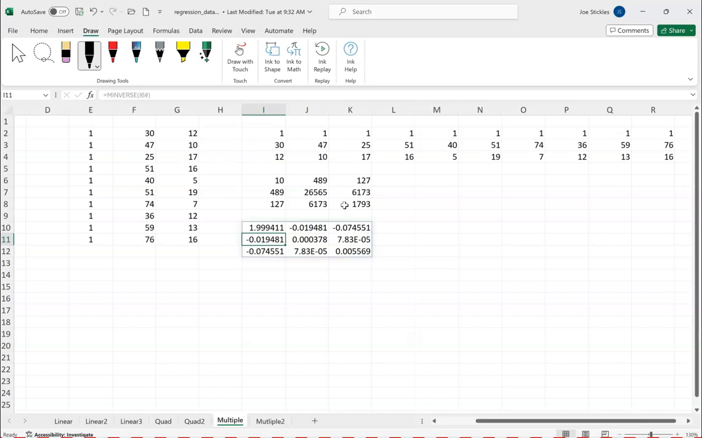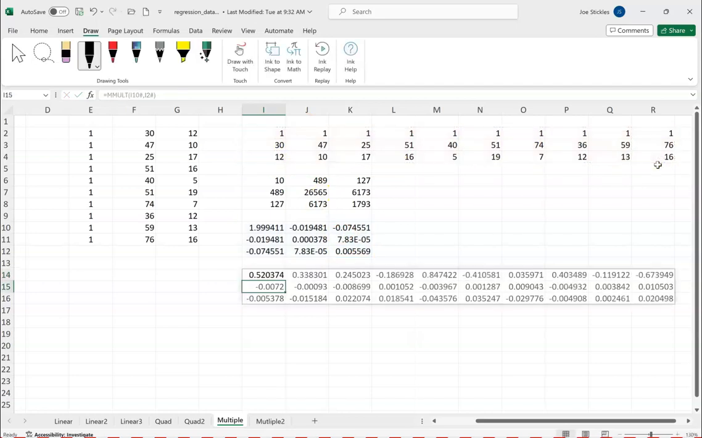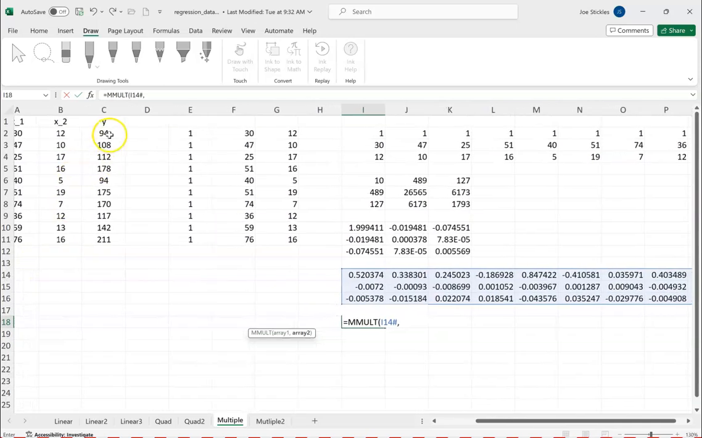Notice also, this is also symmetric, right? See the symmetry? What do we do with this one then? Multiply it by the transpose, right? And then finally, to get our solution, what do we do? Multiply that matrix we just found, which is this one here, by the y's, which are way off over here.